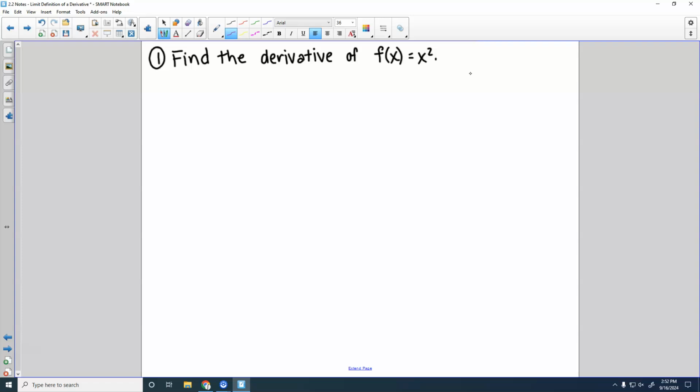I cannot use the limit definition of a derivative at a point for this problem. I cannot use f of x minus f of a over x minus a. Wish I could. It's easier most of the time. But I'm going to have to use the one that we just wrote down, the limit as h approaches 0 of f of x plus h minus f of x all over h.